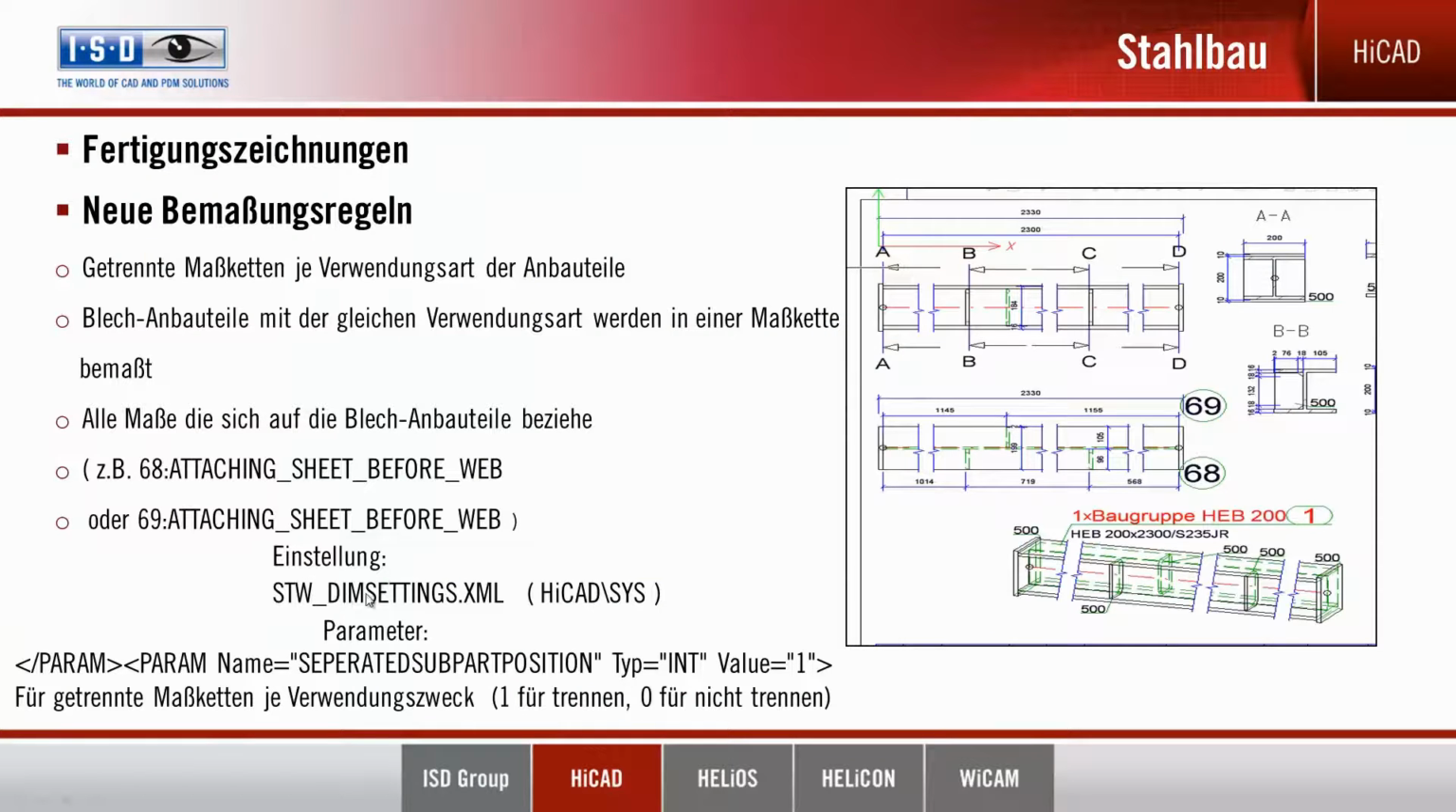In order to define the setting in the stw dimsetting.xml directory, you can find the separated subpart position parameter. The way the chain of dimensions is generated depends on whether the parameter is set to 1 for separated, as seen before, or 0 for not separated, as it was in the past.